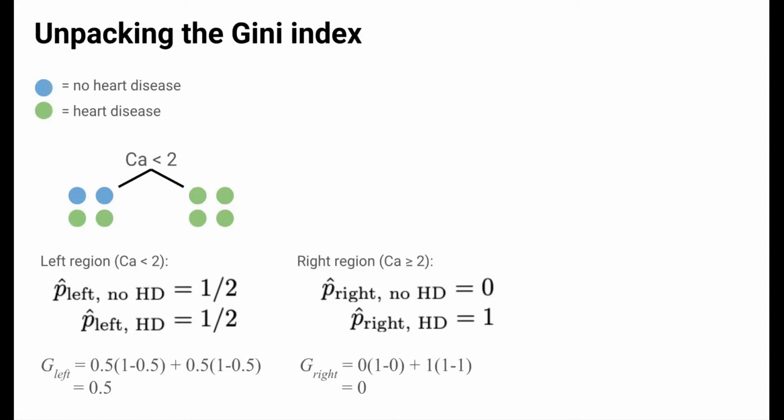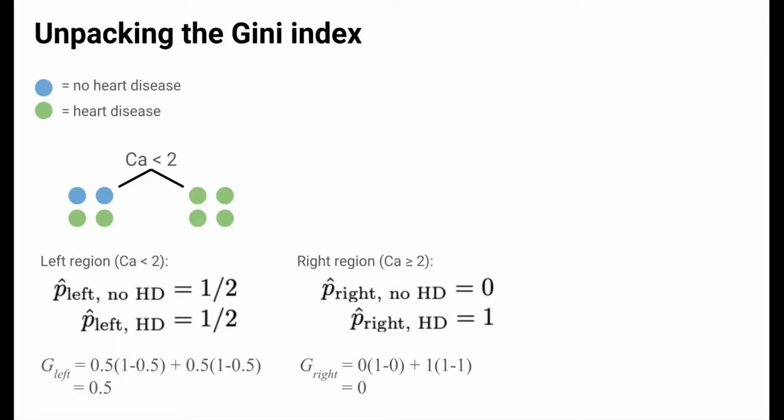Let's look at some numerical examples to understand the Gini Index. The CA variable gives the number of major vessels visible through imaging. Say, for example, that I consider splitting my data based on a threshold of 2 for this variable. I'll end up with 4 cases with heart disease in the right region and 2 of each class in the left region. Just by visual inspection, the right region is more pure than the left region.